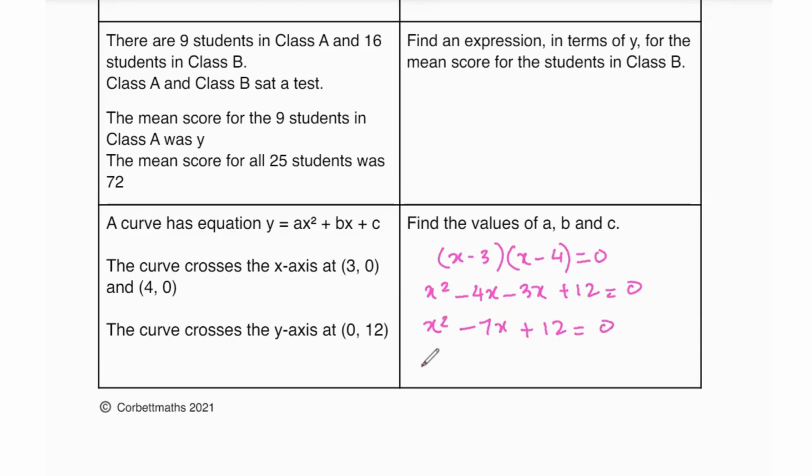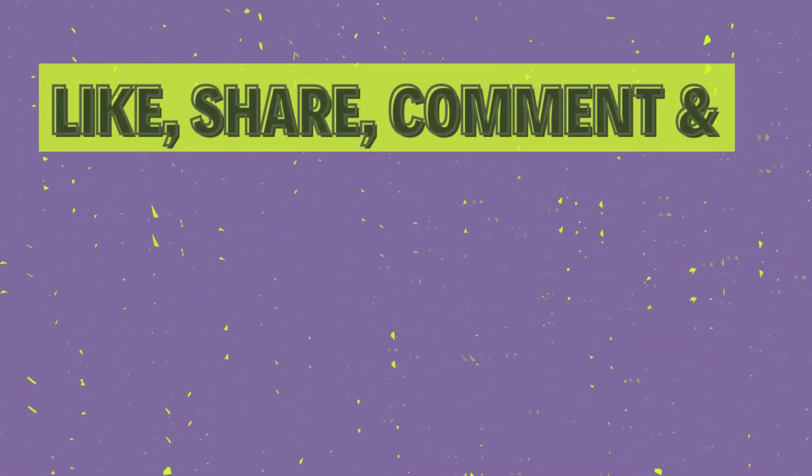So as you can see, a is 1, which is the coefficient of x squared. b is negative 7, which is the coefficient of x. And c, which is the constant and the y-intercept, is 12. And that is your answer.